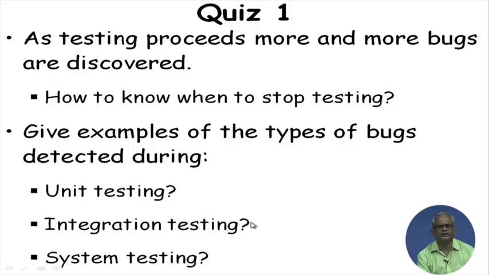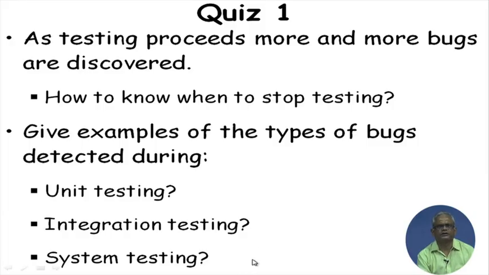But what about integration testing? One example of a bug detected during integration testing is mismatch of parameters. So, i and j are two different int variables, and instead of passing i and j, it is passing j and i. So, it has just interchanged the two variables that were expected. So, that is a kind of integration bug.